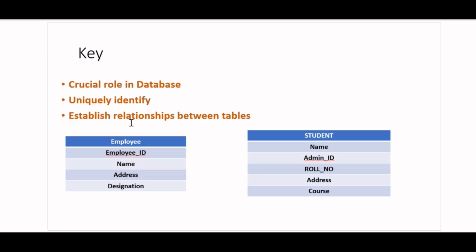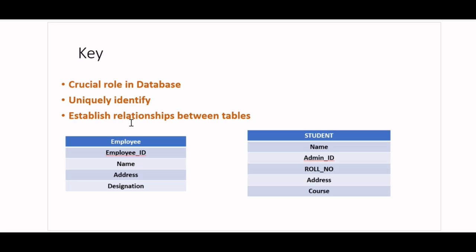So we have basically keys. In SQL, the keys play a very crucial role in the database. They uniquely identify any record. In the database, they help us to uniquely identify any record, and apart from that, they help us to establish the relationships between the tables.